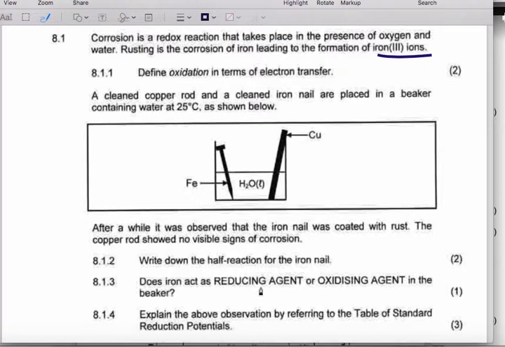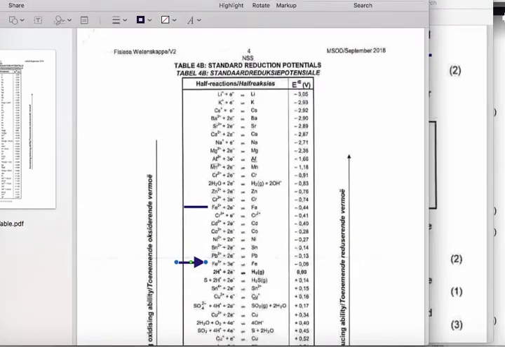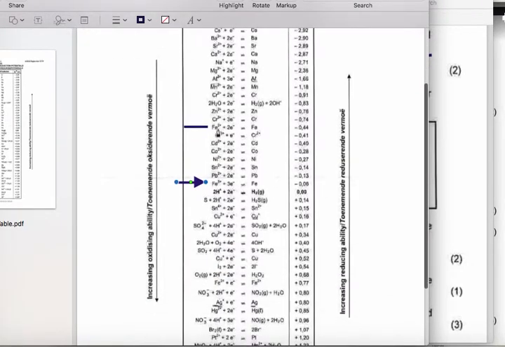Does iron act as a reducing agent or oxidizing agent in the beaker? So we've got to compare that with that. Redox always occurs together. One of these will be oxidized, one of these will be reduced. So we go to our table. So there was one iron, we can ignore that. There's the iron that we're using. Now we've got to start looking for copper. So there's a copper, there's a copper, and there's a copper. There's 3 reactions for copper.